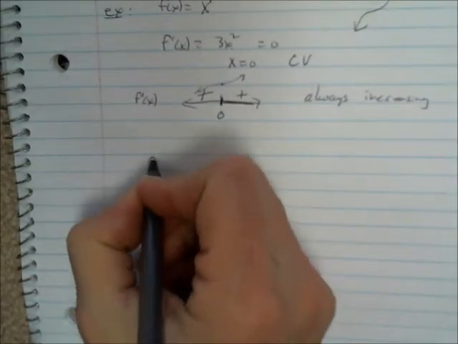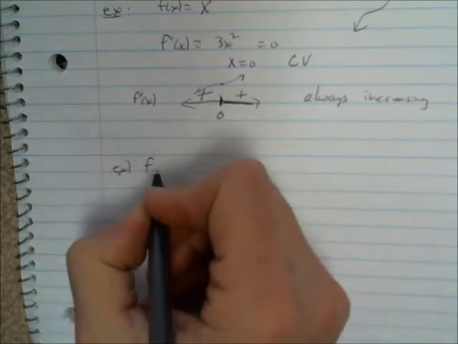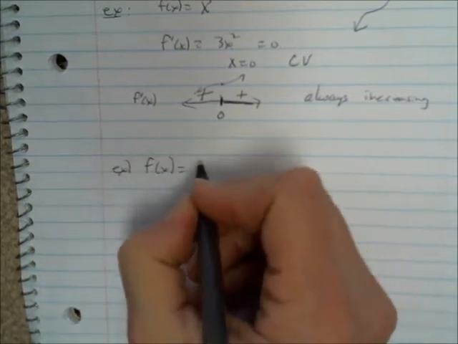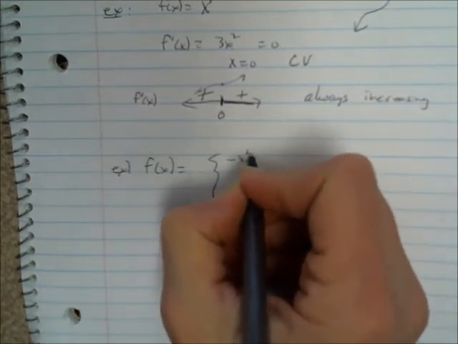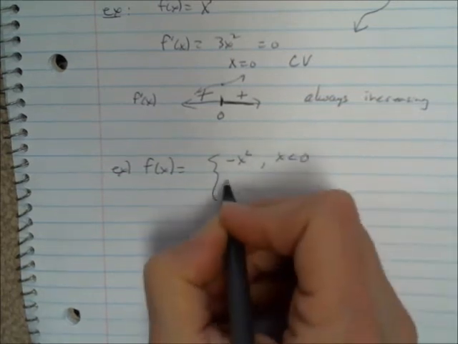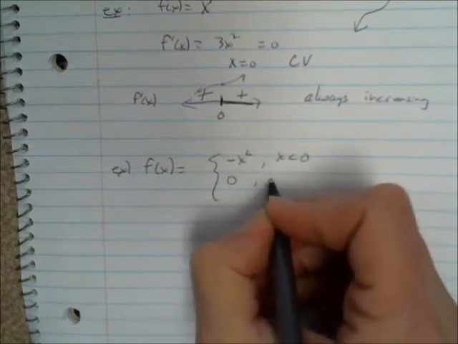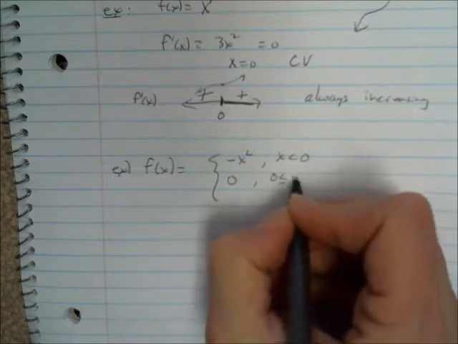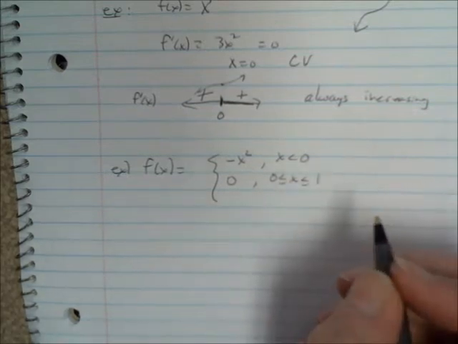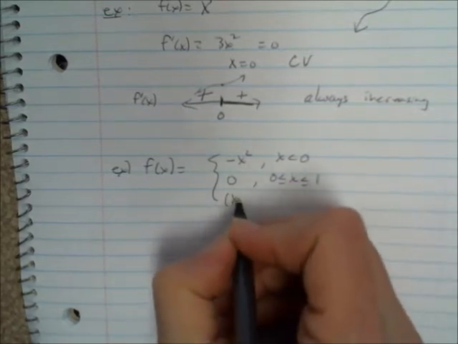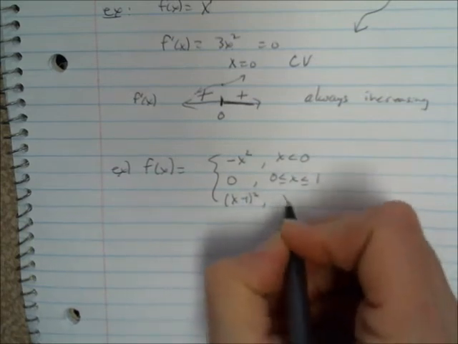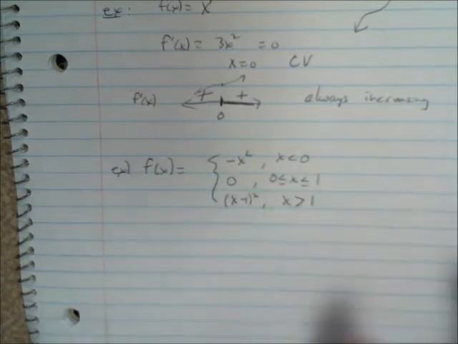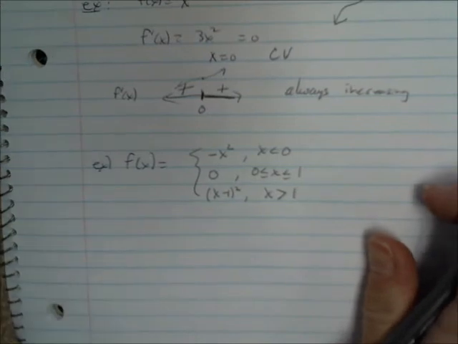Okay, and then our last example here, let's say f of x is equal to this piecewise function, which is negative x squared when x is negative. It's equal to 0 when x is between 0 and 1. And it's equal to x minus 1 quantity squared when x is greater than 1. So you have 3 pieces on this piecewise function.